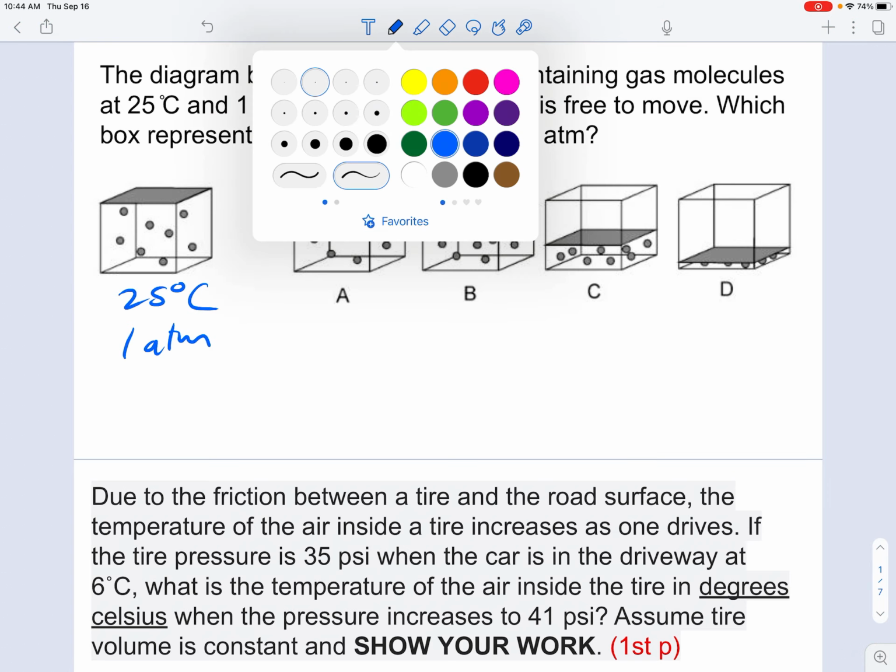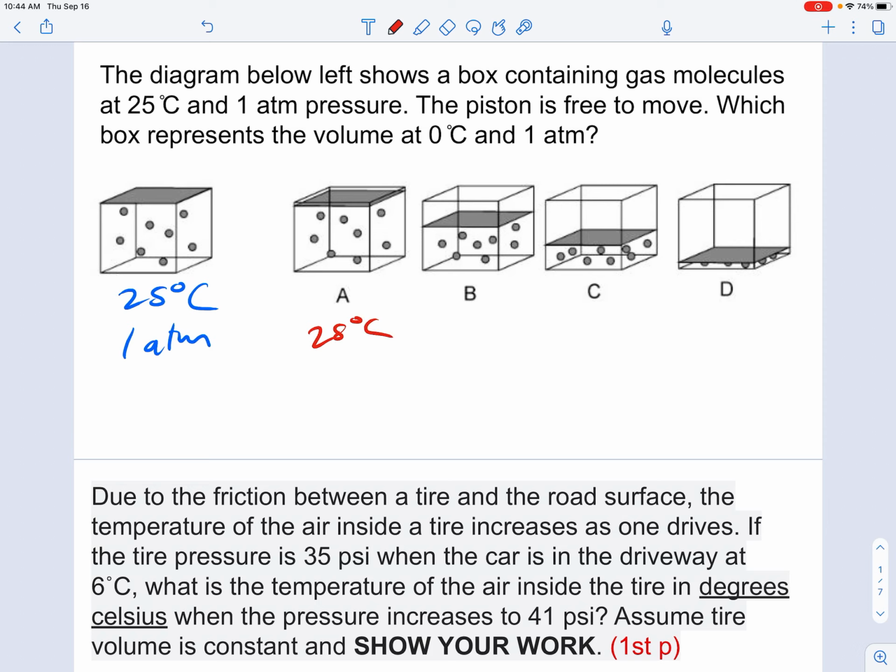So 0 degrees Celsius means that your temperature is going from 25 degrees to 0 degrees Celsius. We know that when temperature goes down, volume goes down. So the box we're going to choose is going to have a smaller volume than what we started with. All of them, though, have got a smaller volume. So we've got to ask ourselves, how much lower did the temperature go? And we've got to think of it in terms of Kelvin. So let's put this in Kelvin. It's 298, changing to standard temperature, which is 273 Kelvin.